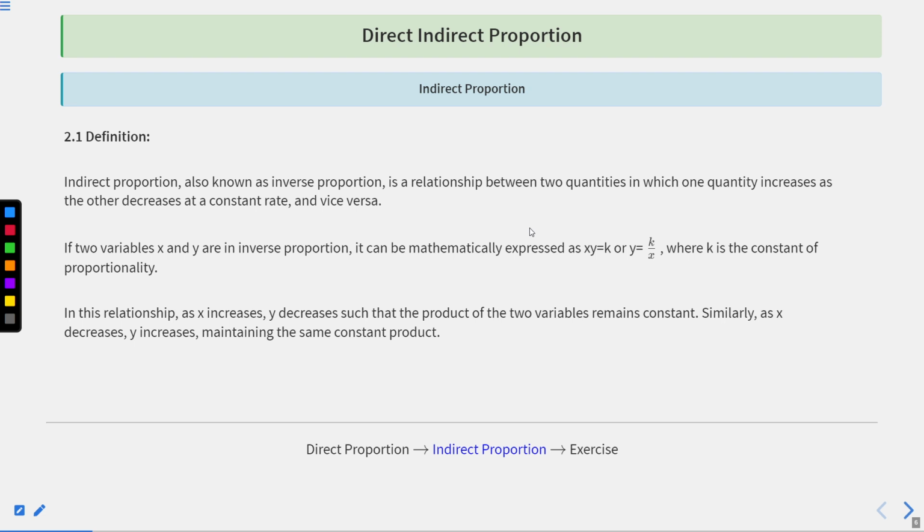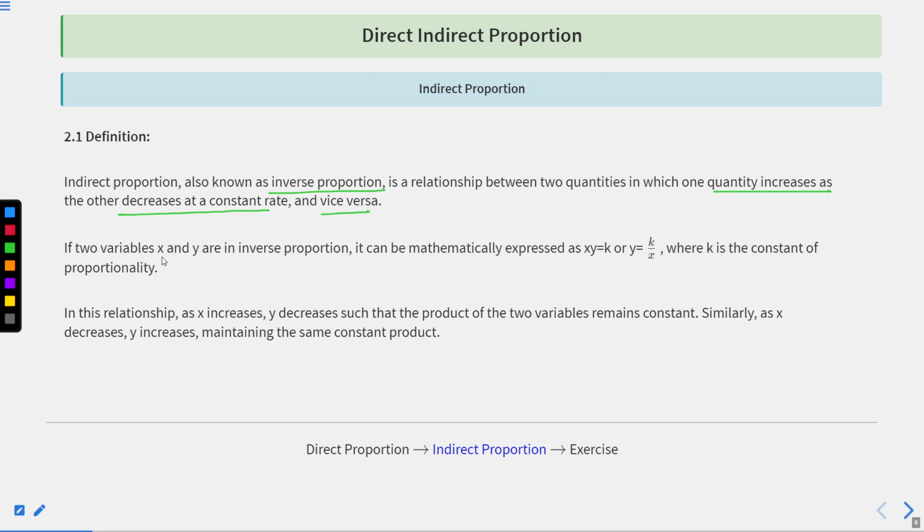Now, indirect proportion. Let us have a look at the definition first. Indirect proportion, also known as inverse proportion, is a relationship between two quantities in which one quantity increases as the other decreases at a constant rate, and vice versa. That means if one of them increases, then the other is going to decrease. If one of them decreases, then the other is going to increase. So there is an inverse relation between the two.